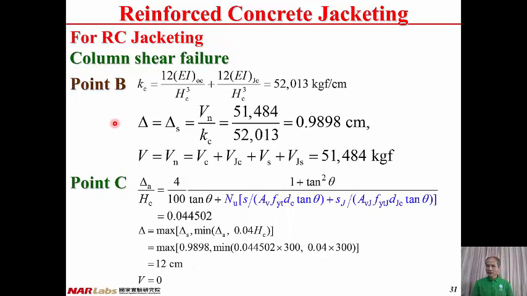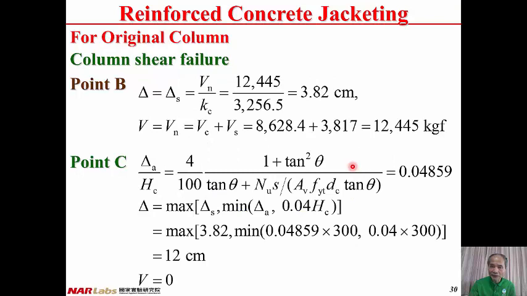And after reinforced concrete jacketing, point B, delta equal to Vn divided by Kc, and Kc is the stiffness of the column after reinforced concrete jacketing. Therefore, it is composed of 2 parts. The first part is contributed by the original column. The second part is contributed by the jacket. And delta equal to 0.98 centimeters. And V is the shear strength after reinforced concrete jacketing, 51 ton-force.